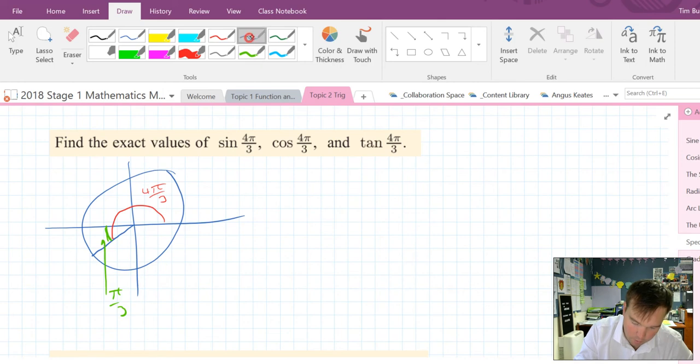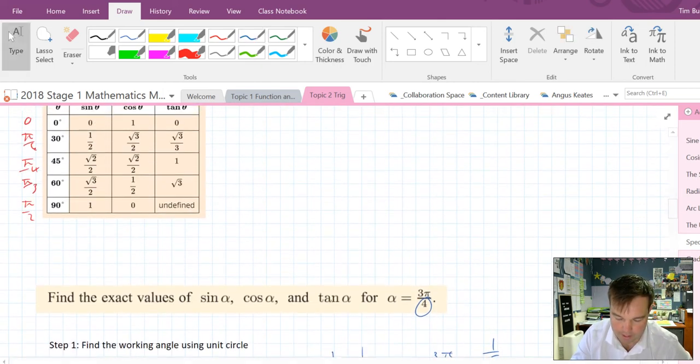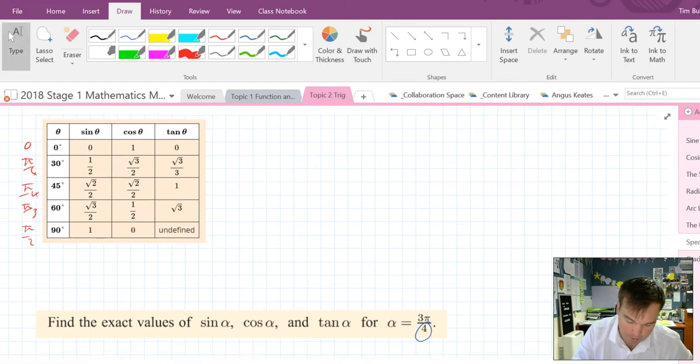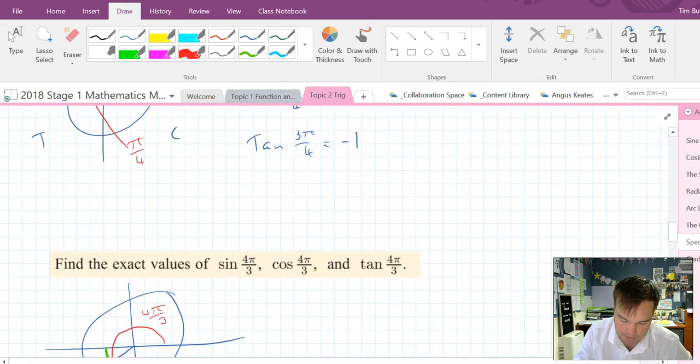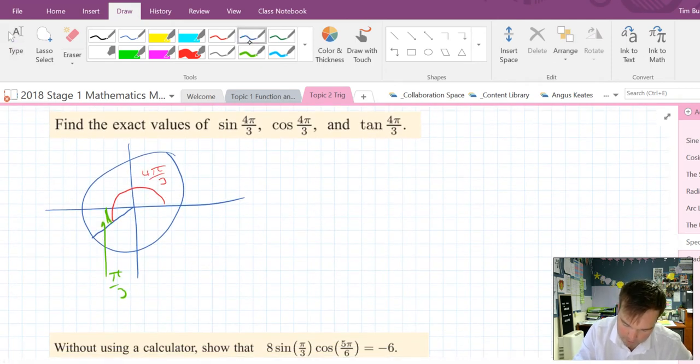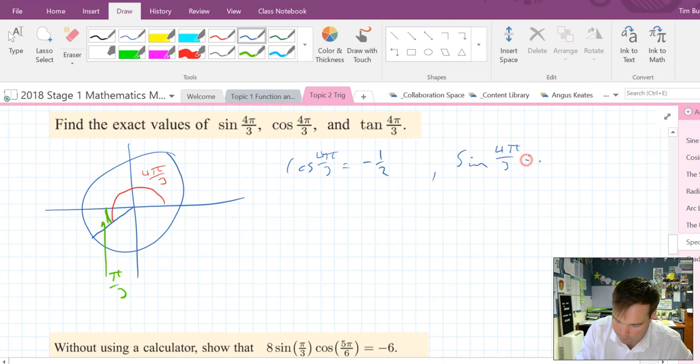Alright? Or 60. So then we can flick up to our notes and look at what sine 60, cos 60 are. Sorry, sine 60 is root 3 on 2, cos 60 is a half. So if we're looking at here, cos of 4 pi on 3 would normally be positive a half if it was just pi on 3 out this way. But because we're out the other way, it's negative a half. Similarly, sine 4 pi on 3 will be equal to negative root 3 on 2.